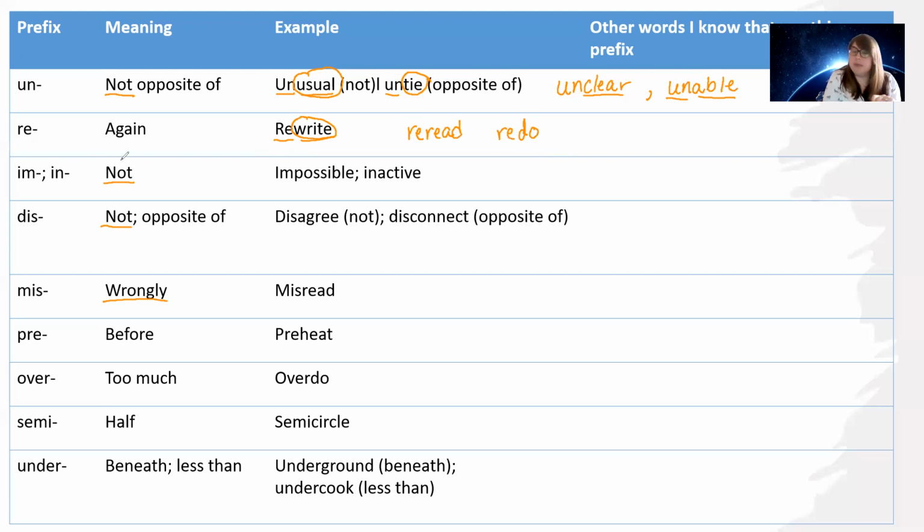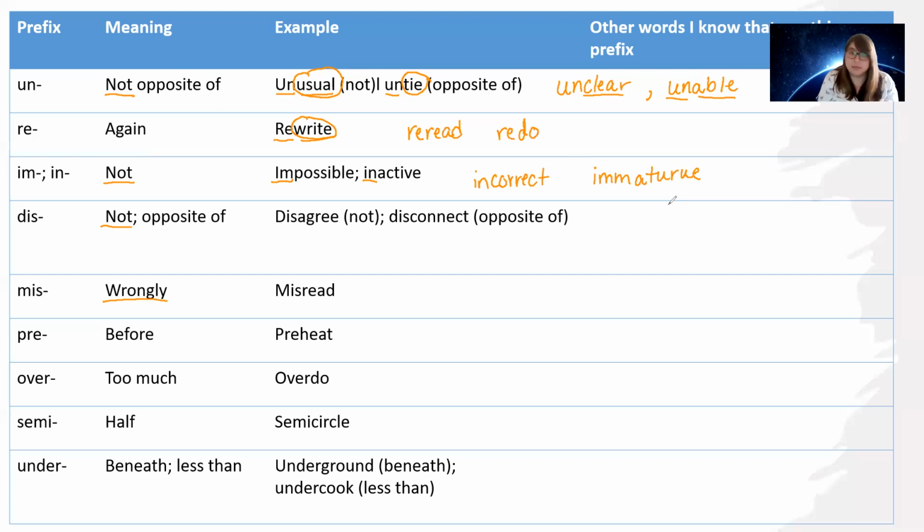Im and in both mean not. So we have words like impossible and inactive. Impossible meaning not possible, and inactive meaning not active. So we could also use words like incorrect. Something is not correct. I might use that im. I could say maybe something like immature.